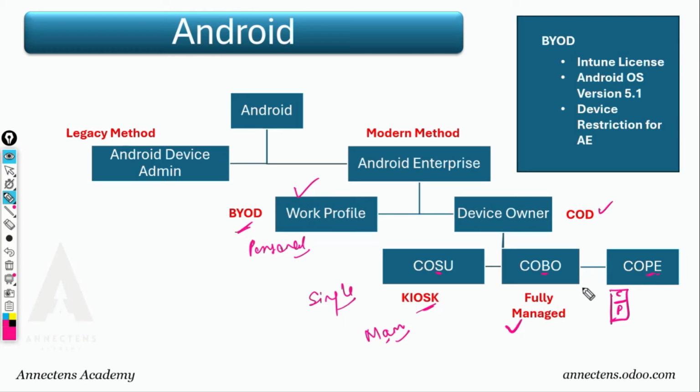So COSU and COBO both are especially for corporate enrollments. Authentication is typically performed by scanning a QR code. Sorry, I think this has not changed.